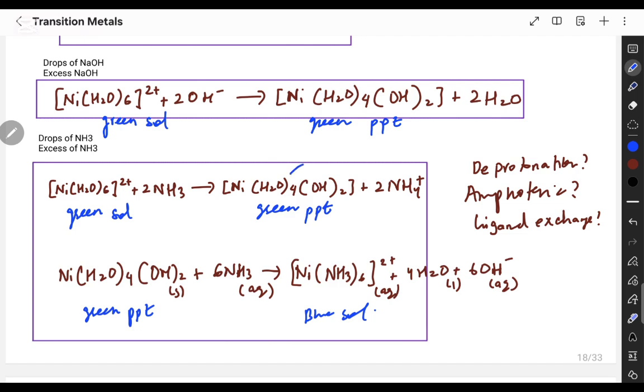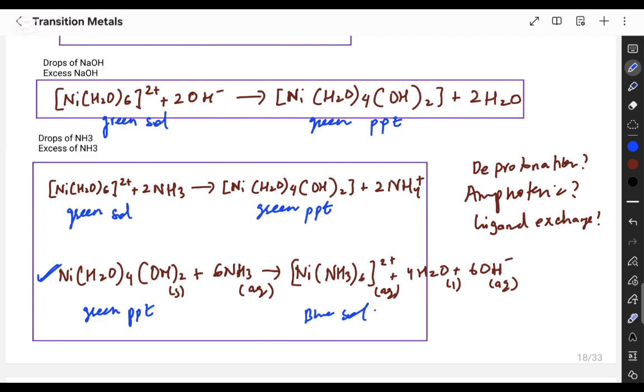And notice that this precipitate here, it can react with H plus to go this way, right? And it can also react with NH3, which is a base. So it can react with both acid and base. So it shows amphoteric behavior as well, right? And this reaction here is ligand exchange. Okay. So again, green precipitate to blue solution.